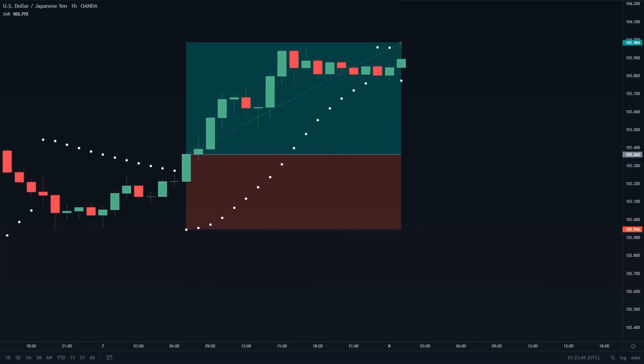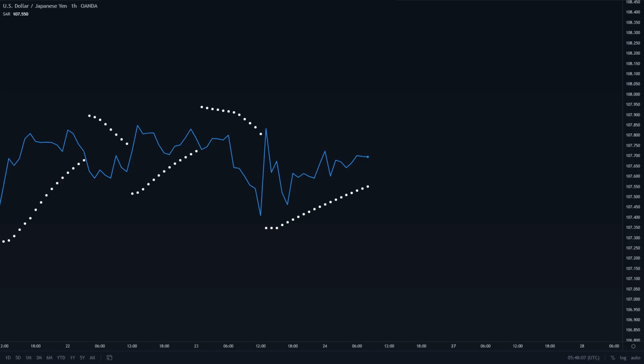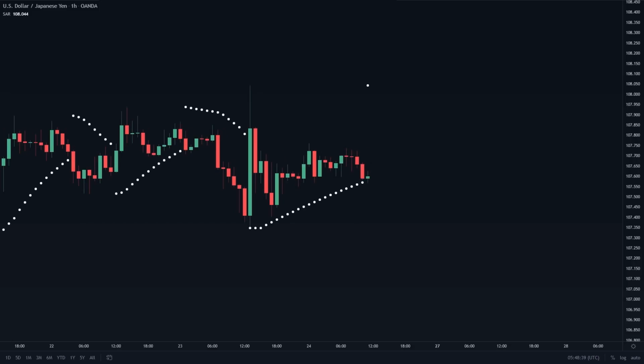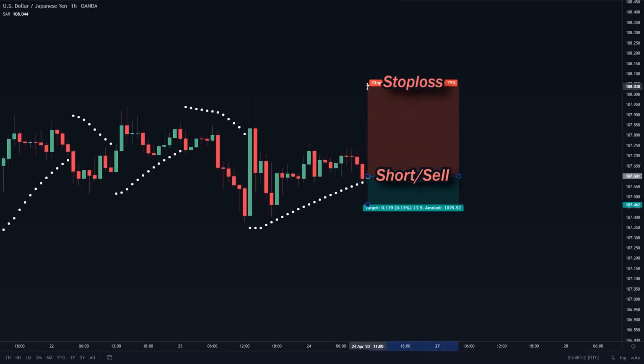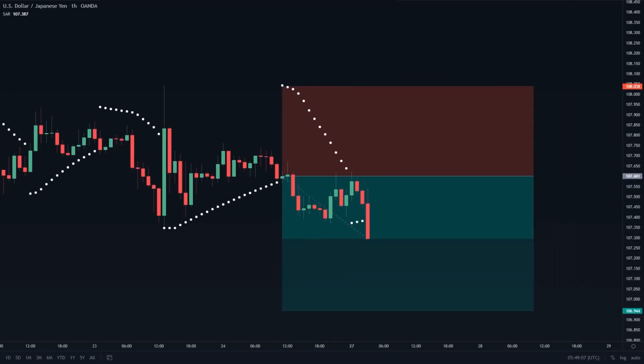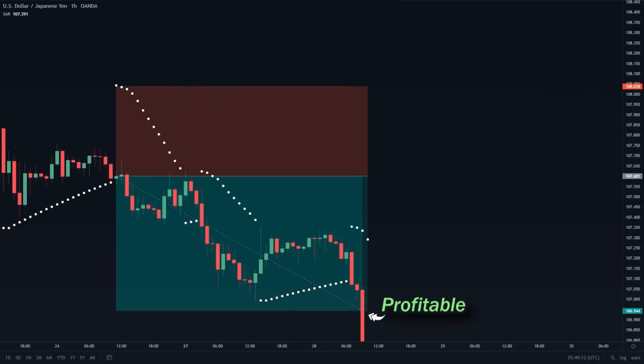So let's look at another example. Here, we can see that the Parabolic SAR is heading upwards, but the price is heading downwards instead, meaning we just found another divergence. Now, since the price is moving downwards as the divergence is forming, it indicates that this is a bearish divergence. Next, for your entry signal, you want to confirm the bearish momentum by waiting for the Parabolic SAR to go above the candle. So once this happens, you take a short position. Now for your stop loss, you can place it at the Parabolic SAR and set your profit target at 1.5 times your stop loss. And as you can see, this trade ended up being profitable.